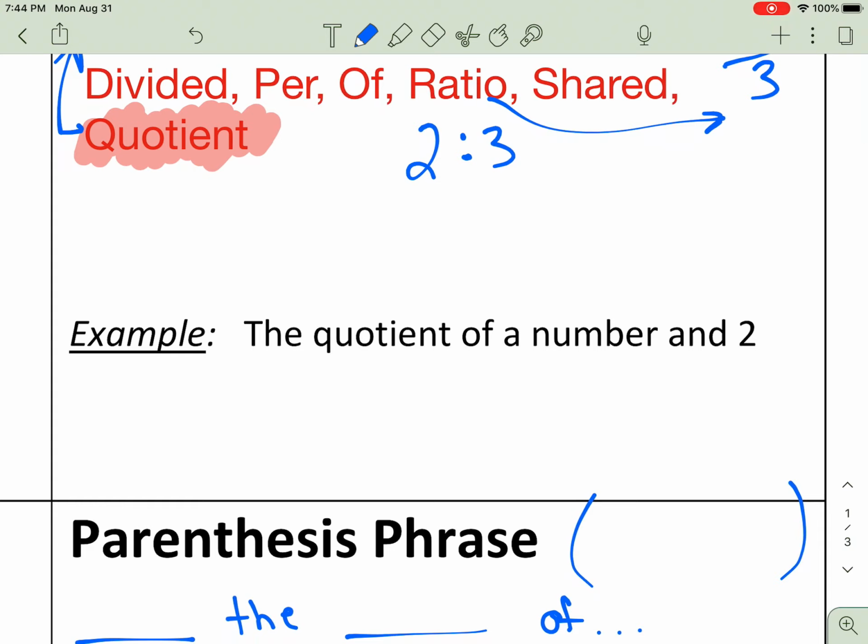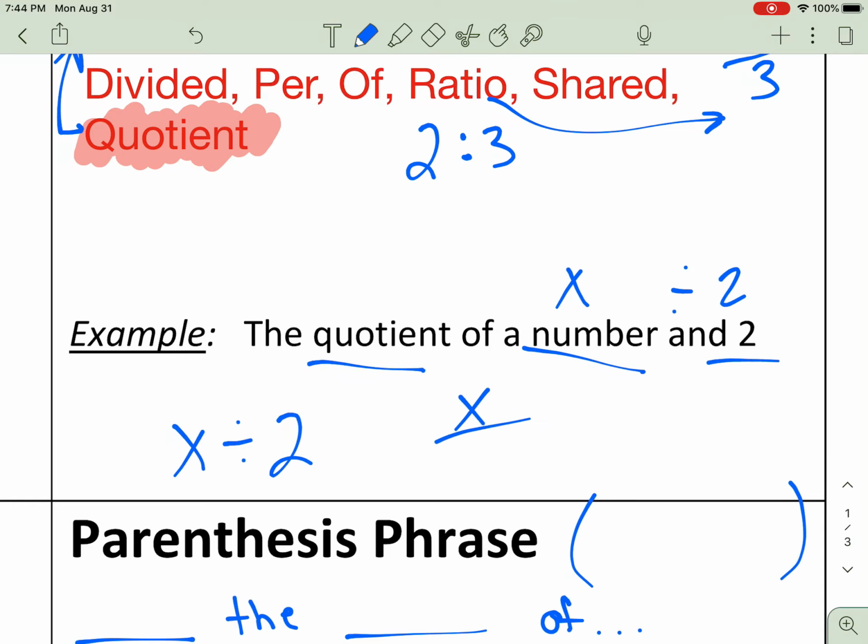Let's go through the example. It says the quotient of a number and 2. Okay, so when you're talking about division, again, order matters. So since a number is first, that's going to go first and divided by 2. So it's x divided by 2, or you could write it as x over 2. Either one is satisfactory.